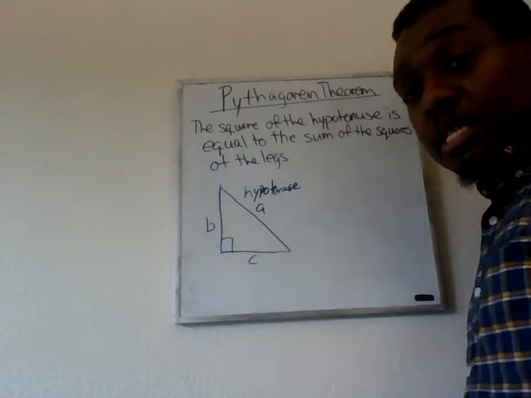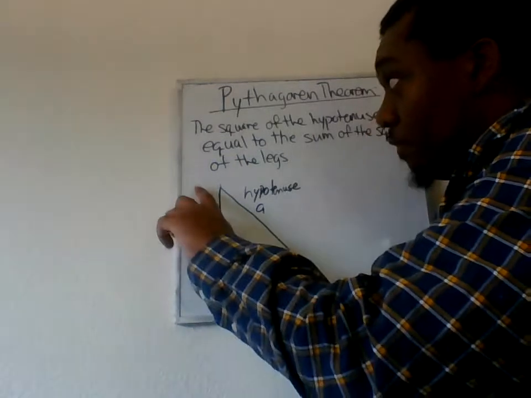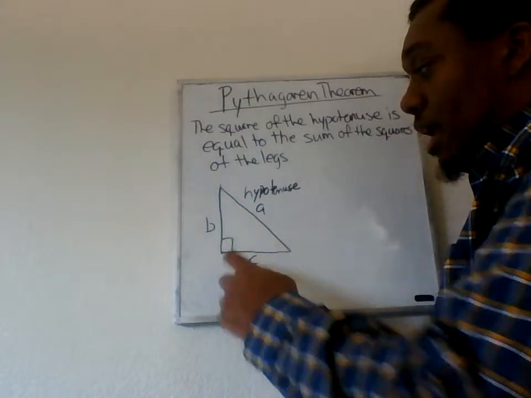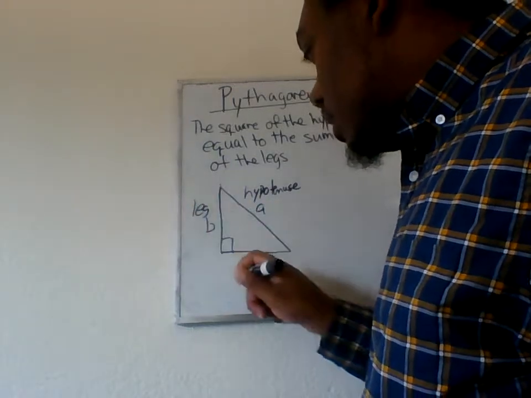Now, the other two sides then must be the legs. Remember, the legs of a right triangle are what form the right angle. So this is a leg, and this is another leg.